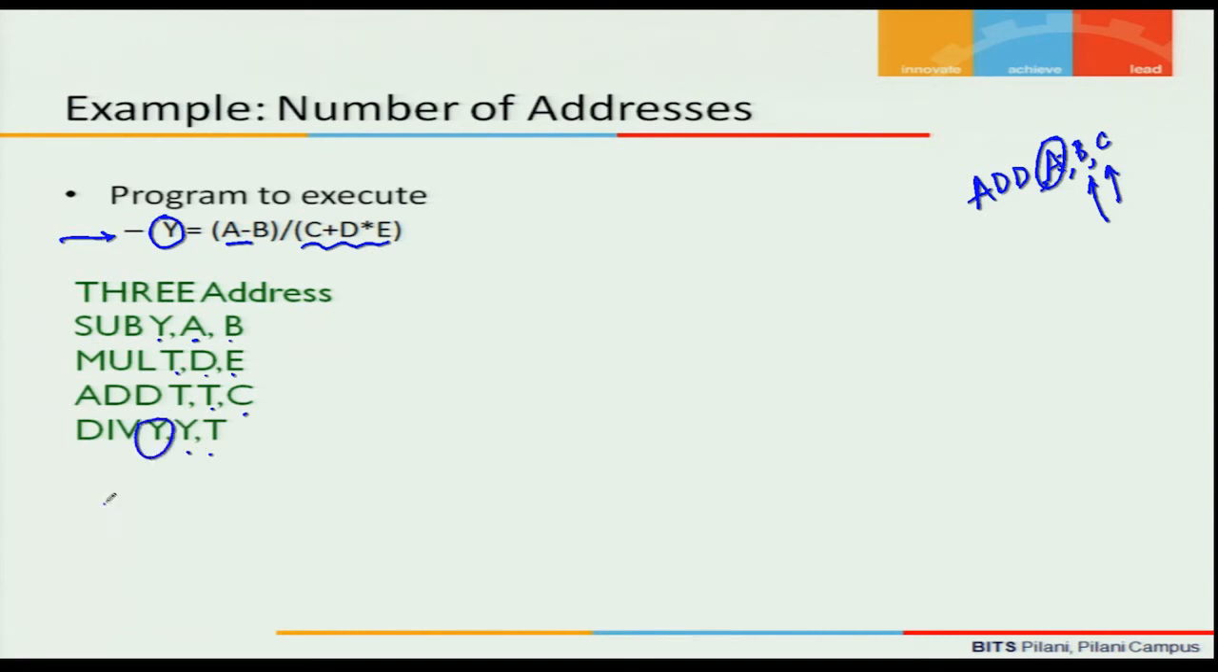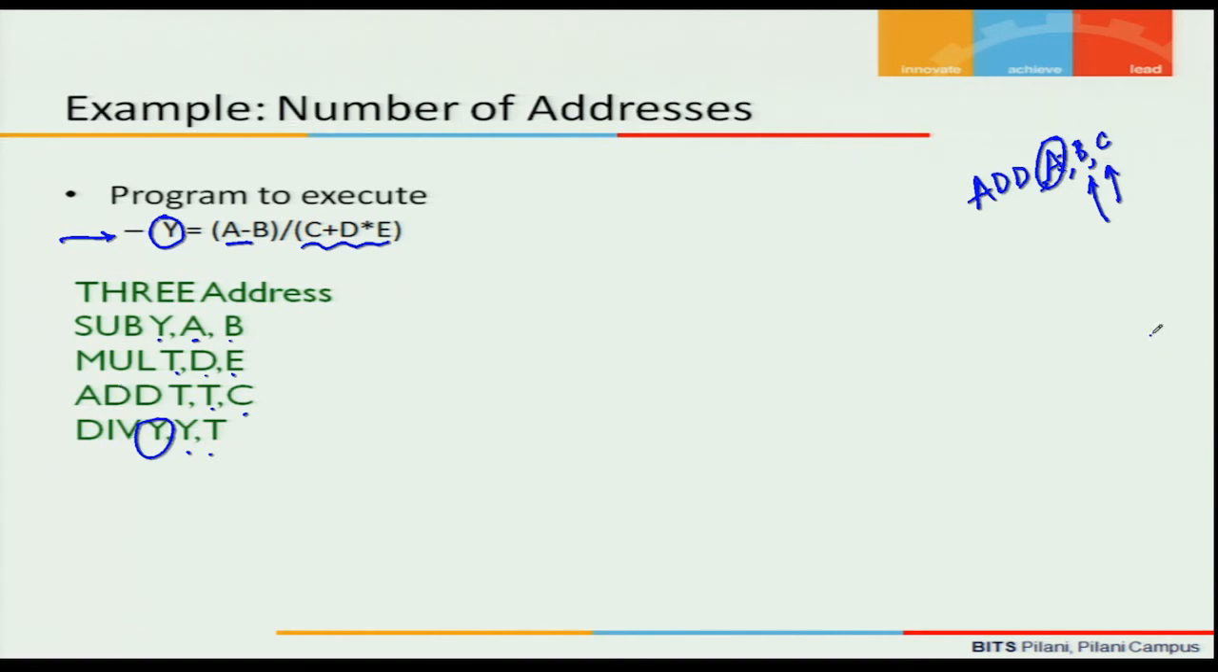So in a 3-address machine, you can see that I require only 4 instructions to be able to do this work. Very small and compact code, but you can see that the instructions by themselves are pretty complex. They have 3 addresses associated with them.